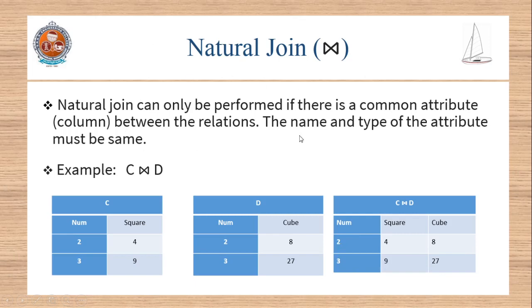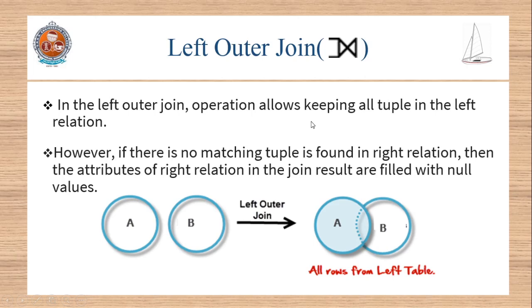Here, the condition we have to keep in mind is that there must be one common attribute present between the relations, where common means the name and type of the attributes must be the same. And now we are moving to the outer joins, where the outer join is nothing but, in the output, along with the tuples which are satisfying the selection criteria, all the other tuples which are not satisfying the selection criteria will also be present.